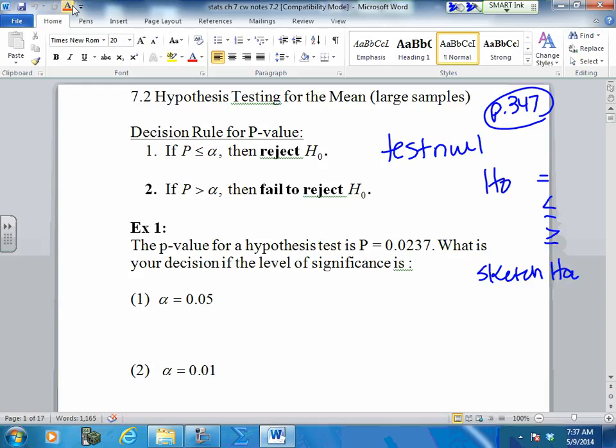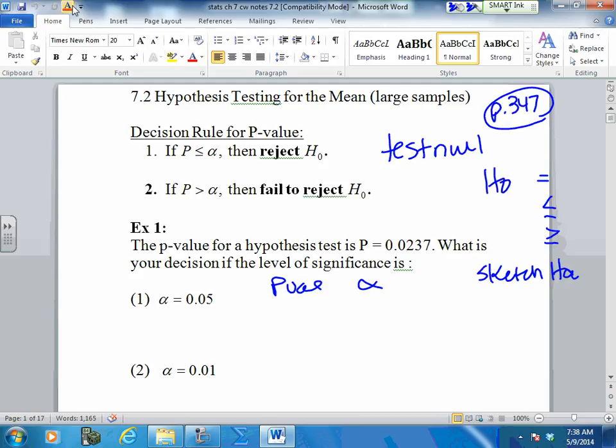So, the first one says your p-value for a hypothesis test is 0.02337. What is your decision if your level of significance is 0.05? Now, on your sheet yesterday, I had you write the test for p-value. This is how we test your p-value. Keep it in this order, because if you switch the order and you don't switch the signs, it's wrong.